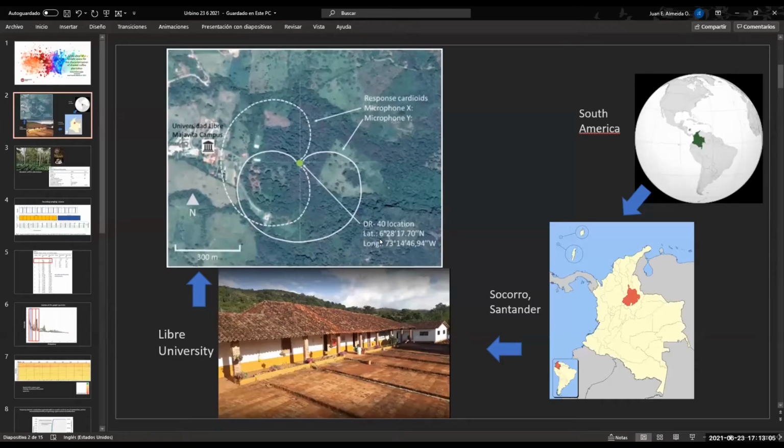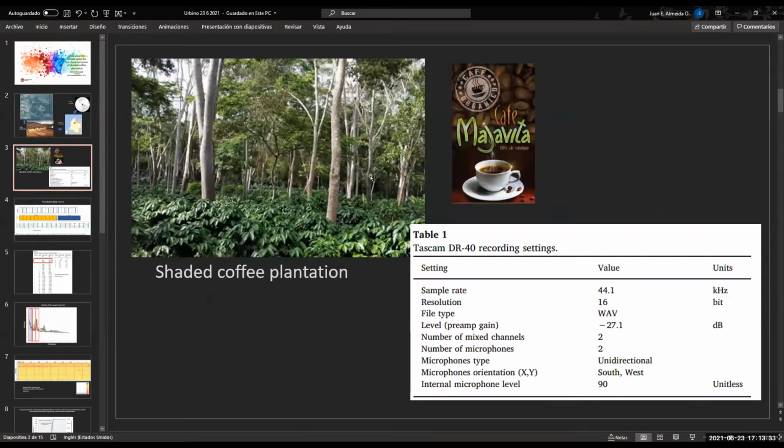Produce coffee there. And this is the university installations, and back there is the coffee plantation. Here I showed where the recording point is and where we were supposed to record. Here is the campus of the university. Here on the left is how it looks.